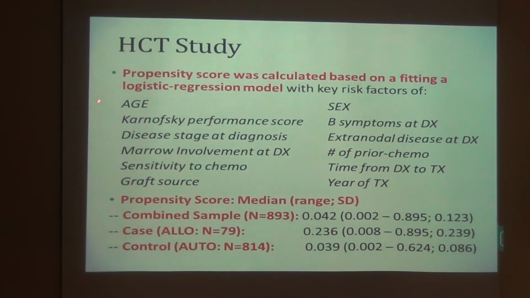Here the propensity score was calculated by fitting a logistic regression model with these key risk factors: age, sex, prognostic score, disease stage, marrow involvement, sensitivity to chemotherapy, graft source, year of transplant, time from diagnosis to transplant, and number of chemotherapy lines before the transplant. All these things. And now, another point to discuss a little bit.